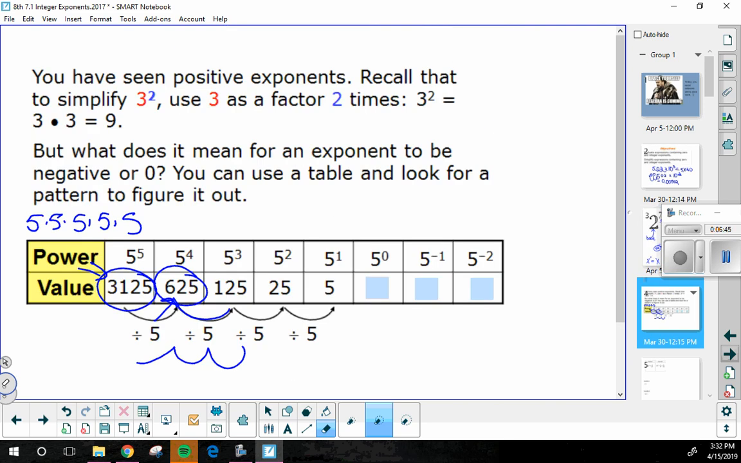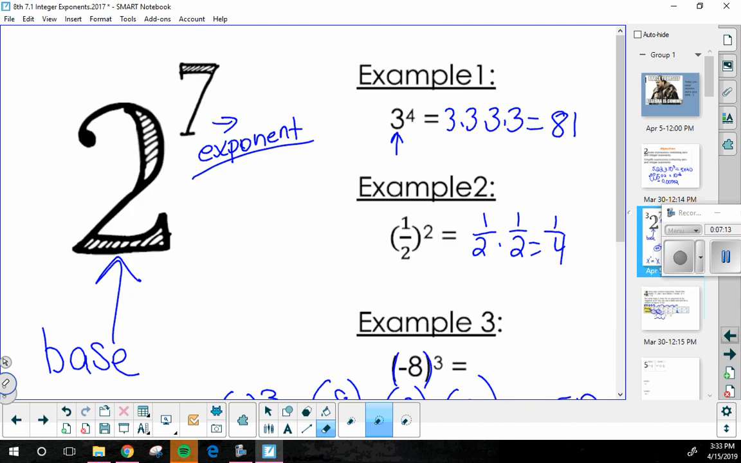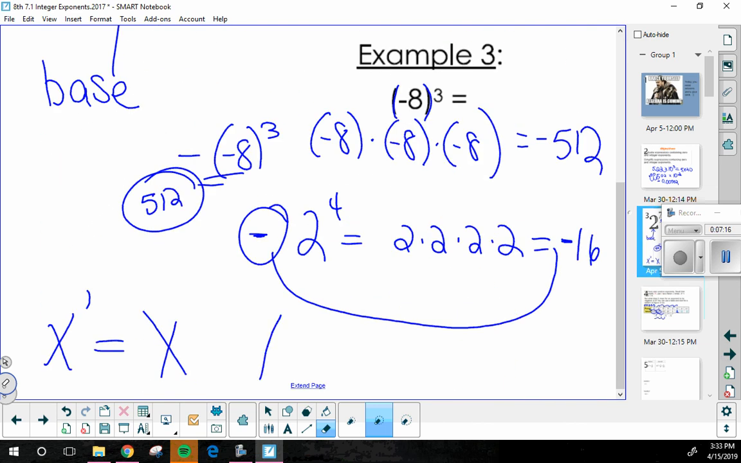Now look what happens. We're still reducing our exponent by 1. So 5 to the first power is 5. What is 5 divided by 5? 1. So guess what 5 to the 0 is? Guess what any number to the 0 power is? Because if any number to the first power is that number, when you take that number and divide it by itself, you're going to get 1. So right here in your notes, I want you to put x to the 0 power is equal to 1. Anything is equal to 1.